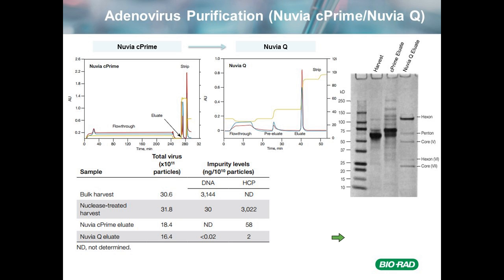And if we look at some of the quality outputs, what we find is that the yield was about 50%, give or take. DNA was below detection, and host cell protein was about 2 nanograms per 10 to the 10th particles.